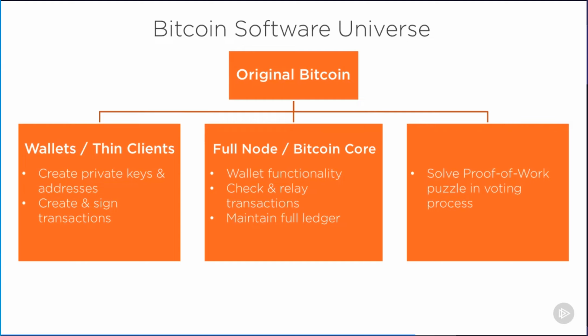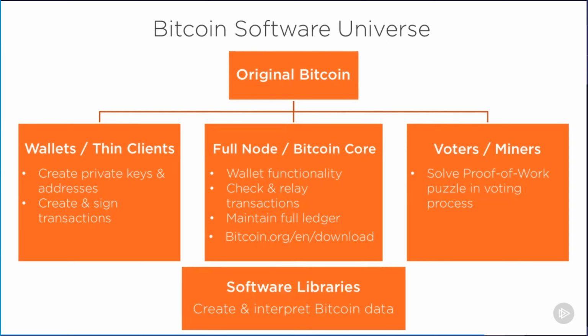Full nodes also have wallet functionality. Bitcoin Core is the official full node and is available at bitcoin.org. The voting or mining functionality has also been partitioned off from full nodes since, as mentioned previously, to be competitive, this requires specialized hardware. The software in these groupings can all be considered clients that interact with the Bitcoin network.